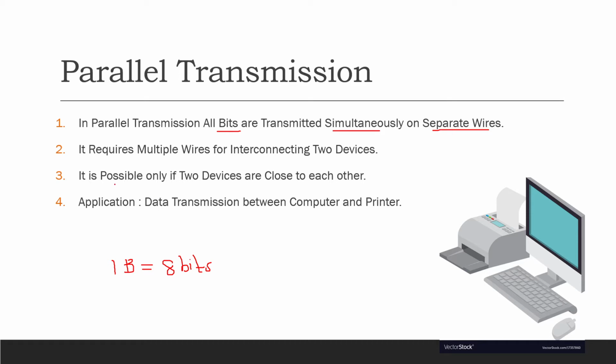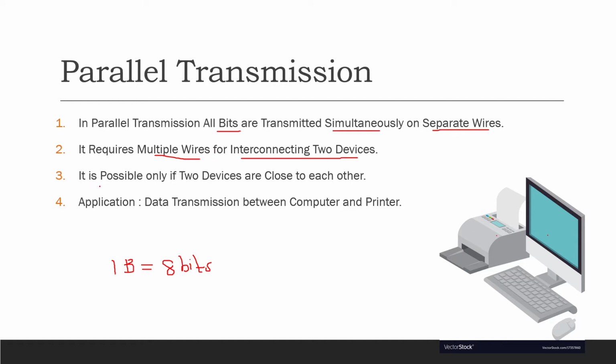Now second is that parallel transmission requires multiple wires for interconnecting two devices. Now in this picture you can see this is a printer and this is a CPU, monitor, anything you can say. This is one device, this is the second device, and when we connect these two devices and try to send data between both the devices, then we need multiple wires.